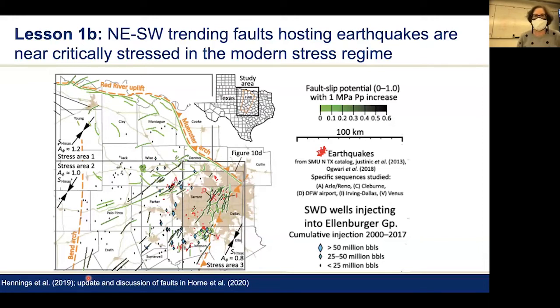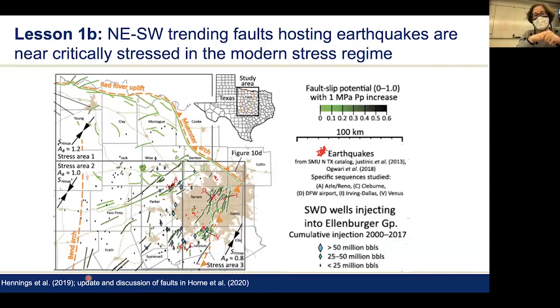Lesson 1B is that most of these northeast-southwest trending faults hosting earthquakes are near critically stressed in the modern stress regime. This actually comes out of Peter Hennings' group at UT and Mark Zoback's group at Stanford. I was involved because I provided the earthquake catalog, but they're doing fault slip potential. If you know the dip of the faults and you know SH max, and you make some additional assumptions, including what your pore pressure increase is, you can actually do a calculation to understand what the fault slip potential of the faults is. And that's what this green color is representing.